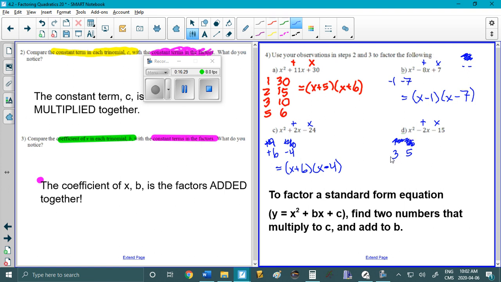So let's try minus 3 plus 5. Negative 3 plus 5 is 2. I need negative 2. Plus 3, negative 5. So this one's out. 3 minus 5 is negative 2. So the answer is x plus 3 and x minus 5. Okay.